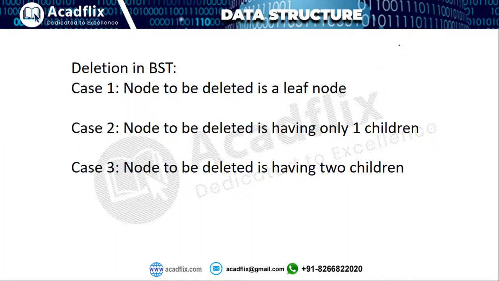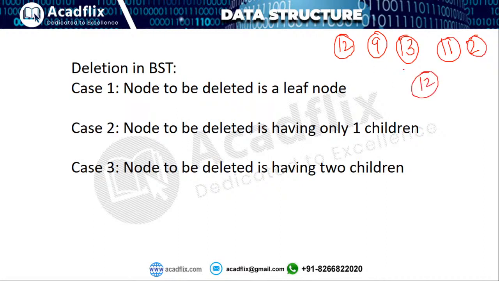How do you do insertion in a binary search tree? Let's say I have to add 12, 9, then 13, then 11, then let's say 2. These are the 5 nodes that I have to insert in my binary search tree. How do I insert? First of all, 12 will be inserted. Wherever I find an empty space, I'll insert the node. So 9 has to be inserted, and 9 is less than 12. So I came to its left, and there was no node there, so I inserted 9 here, right?